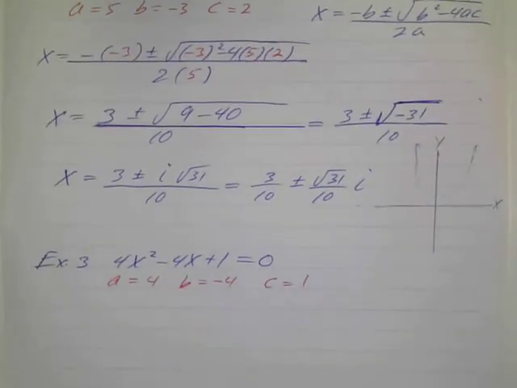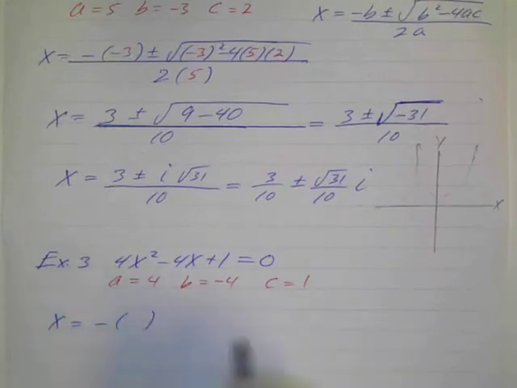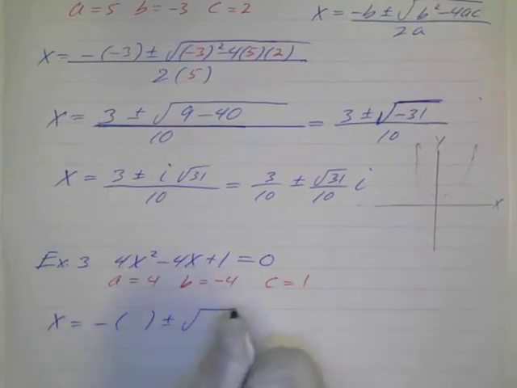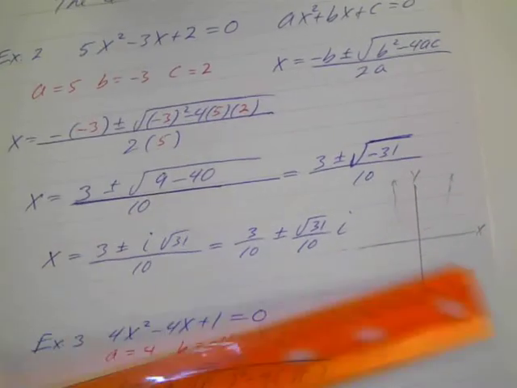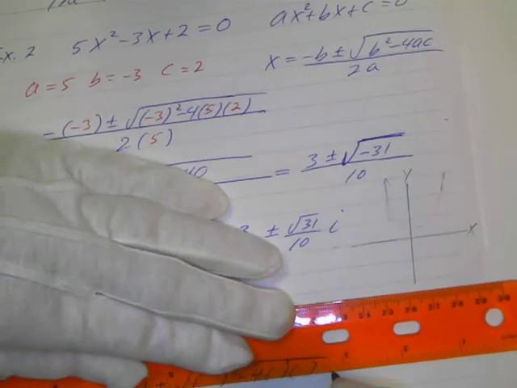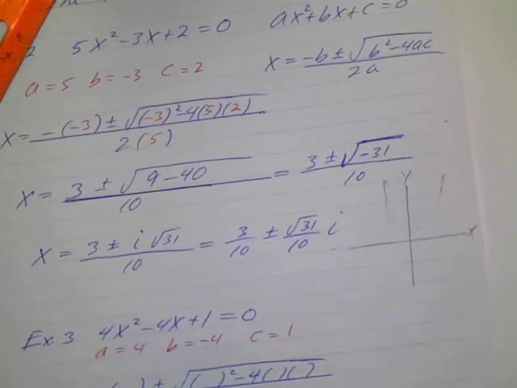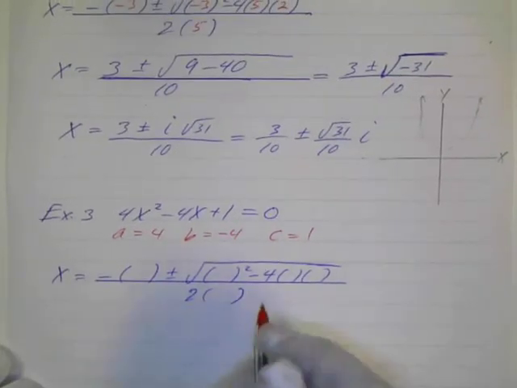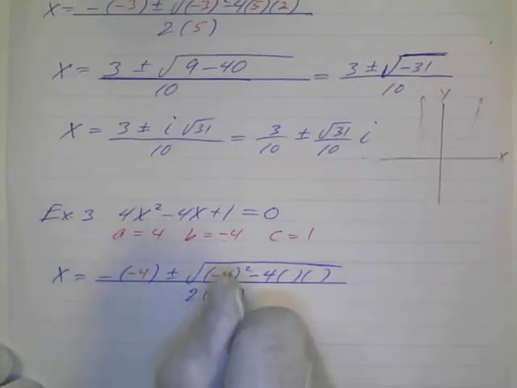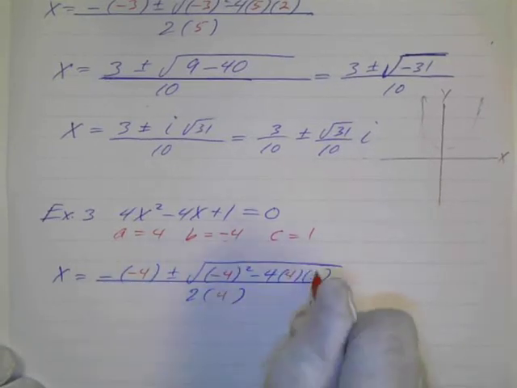Then I'll write the shell of my quadratic equation. x equals minus b. You should always write this out. Plus or minus the square root of b squared minus 4ac, all over 2a. And I'll substitute those values in. So b is -4, b is -4, a is 4, and c is 1.